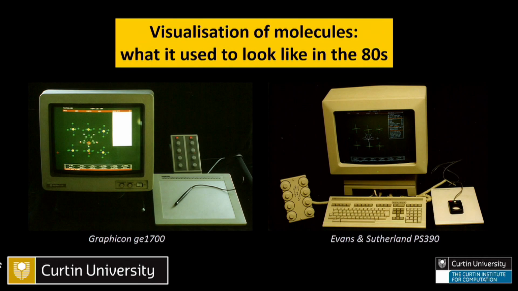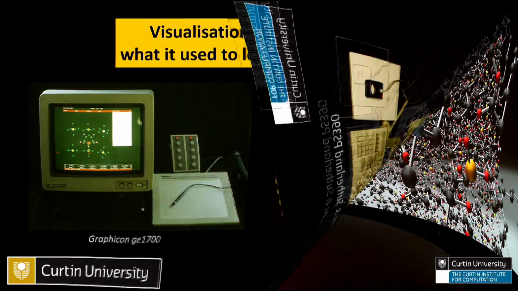A little bit of history here. One of the team did his PhD at Oxford in the late 80s, early 90s, and he initially started doing molecular visualization with these tools. The item on the left is a Graphicon GE1700, and you can see that the graphics here are a little bit rudimentary, but interestingly it's got a stylus and some various input techniques. And the item on the right is an Evans and Sutherland PS390, which has a mouse, and again, fairly rudimentary graphics, but Andrew Roll was saying that these were absolutely critical for him to be able to conduct his research and analyse the 3D structures.